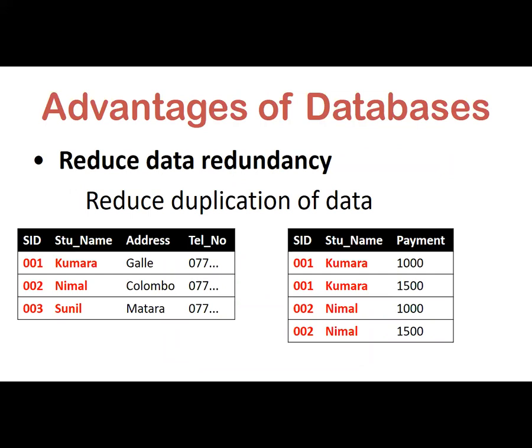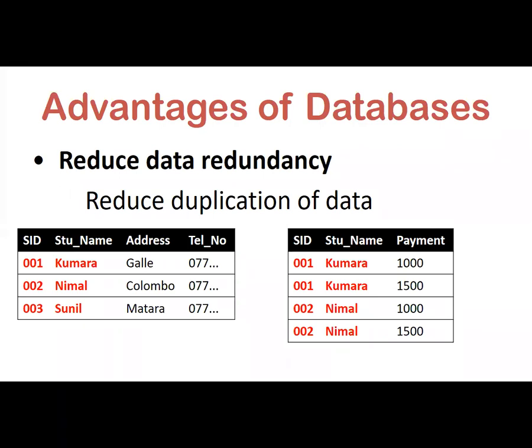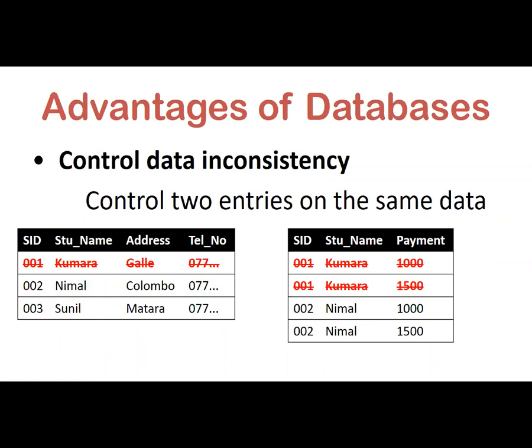First of all, we have reduced data redundancy. How is it data redundancy? We can say reduce duplication. You can see here Nimal is repeating in this table, and here you can see the numbers are repeating. Then the next one is controlling data inconsistency. You can see the same name, the same thing, when you get two entries of the same data, now here it is different there. So it's a problem, and the database avoids that.